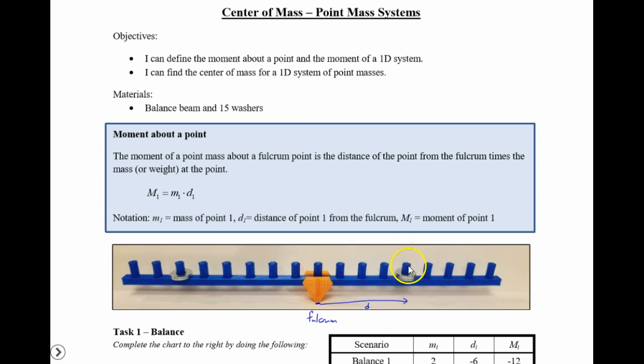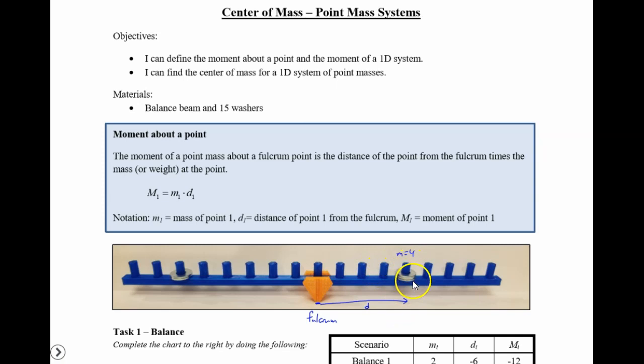We'd also measure the mass or the weight at that point, and in this case, I'm going to be using units of washers. You could use kilograms or pounds or newtons or something like that, but what we're going to use is just units of washers. So this is 1, 2, 3, 4 washers right there. So we would say mass is 4. The distance, 1, 2, 3, it's like 4.